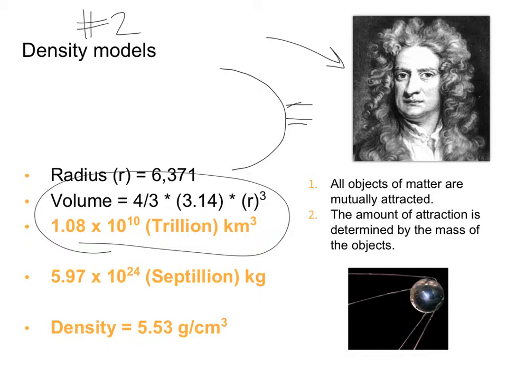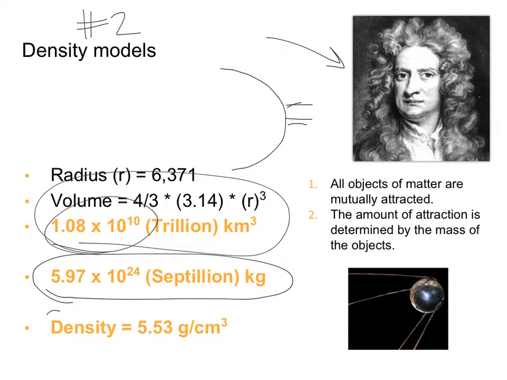We can even weigh things like Pluto out in the Kuiper Belt, because Pluto has a moon that's orbiting around it. And once we've got those two bodies orbiting each other, we can come up with weights. So we get absurd figures like 6 times 10 to the 24th kilograms, 1 times 10 to the 10th cubic kilometers. And so the overall average density of the Earth is close to 5.5 grams per cubic centimeter.